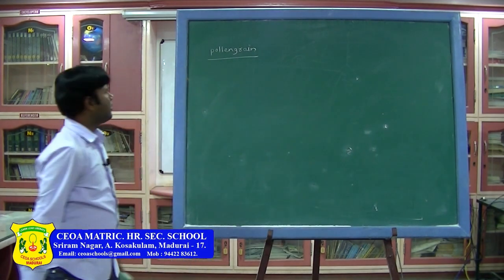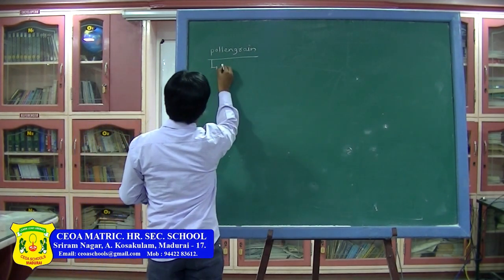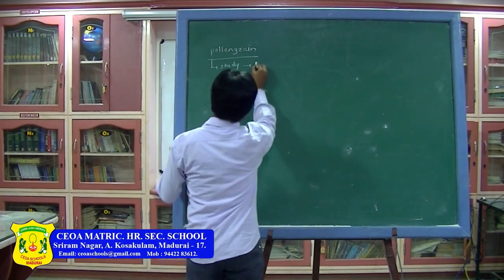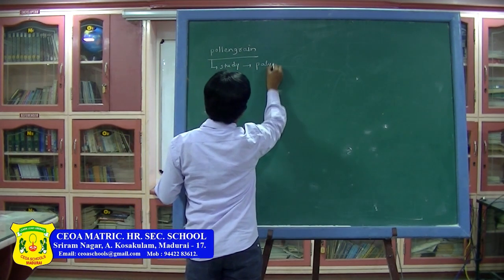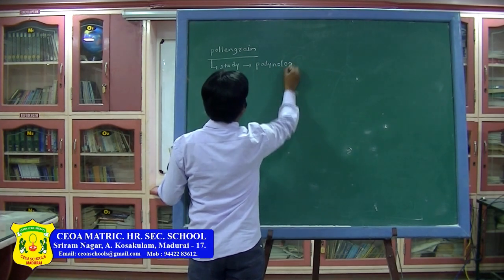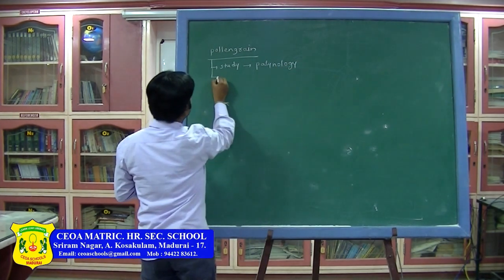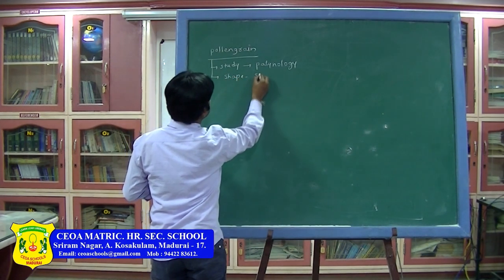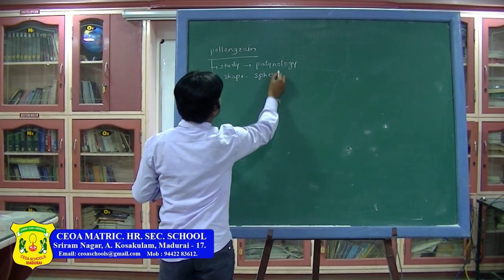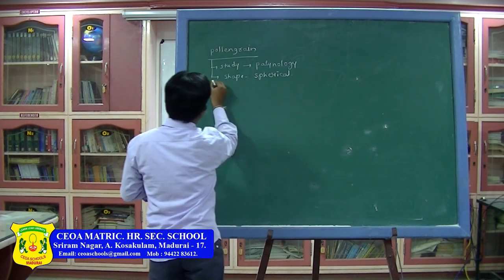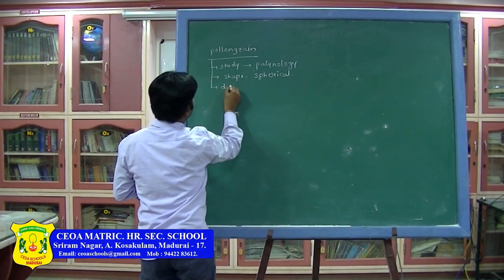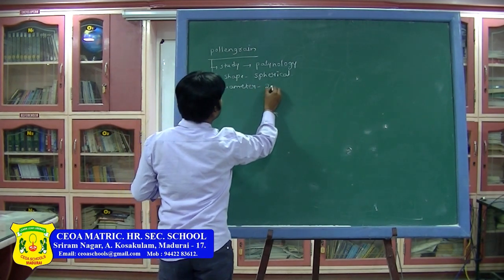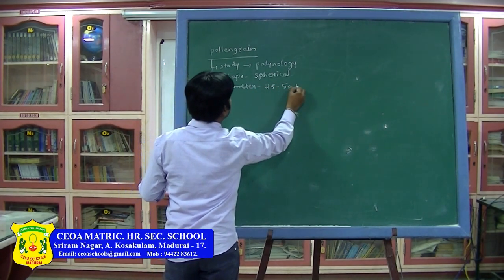Pollen grain. The study of the pollen grain is called palynology. The shape of the pollen grain is spherical, round. The diameter of the pollen grain is about 25 to 50 micrometers.